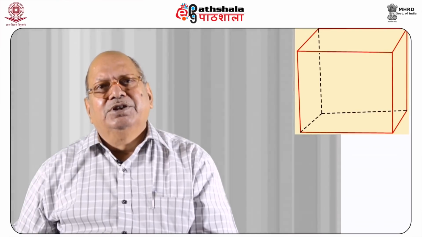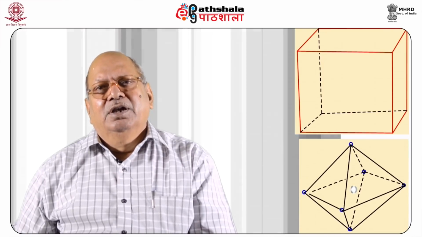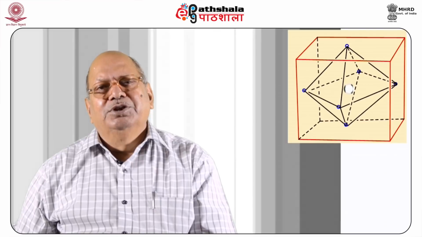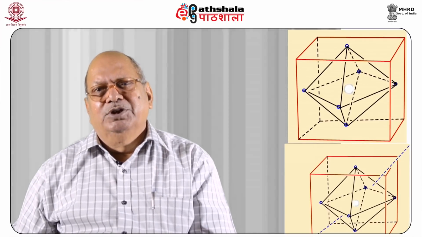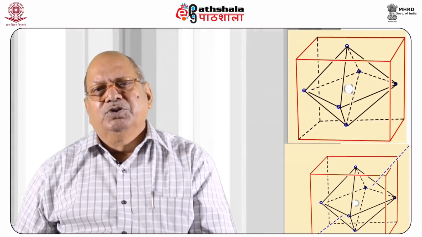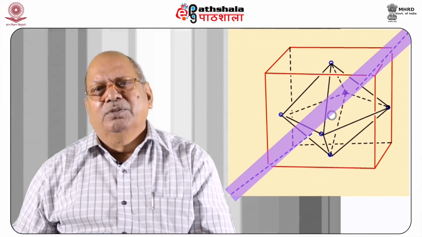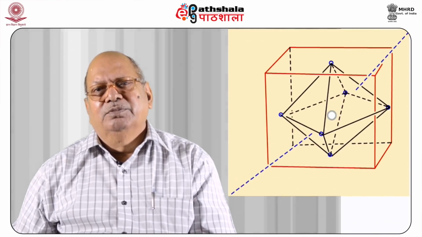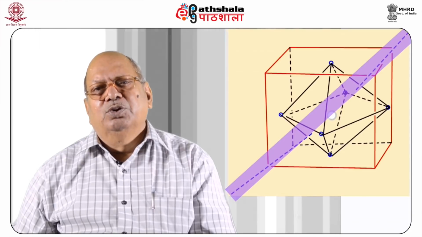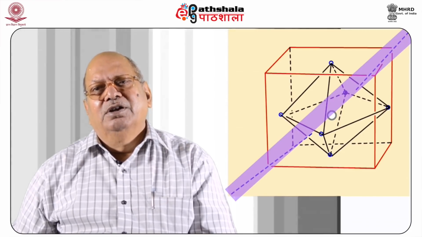For this, let us take a cube and then an octahedron. I inscribe the octahedron into this cube, and then the C3 axis passes from this upper corner of the cube to this corner, and it passes through the middle of this face and comes out from this. So like this you can show the presence of the C3 axis in the octahedral molecule.